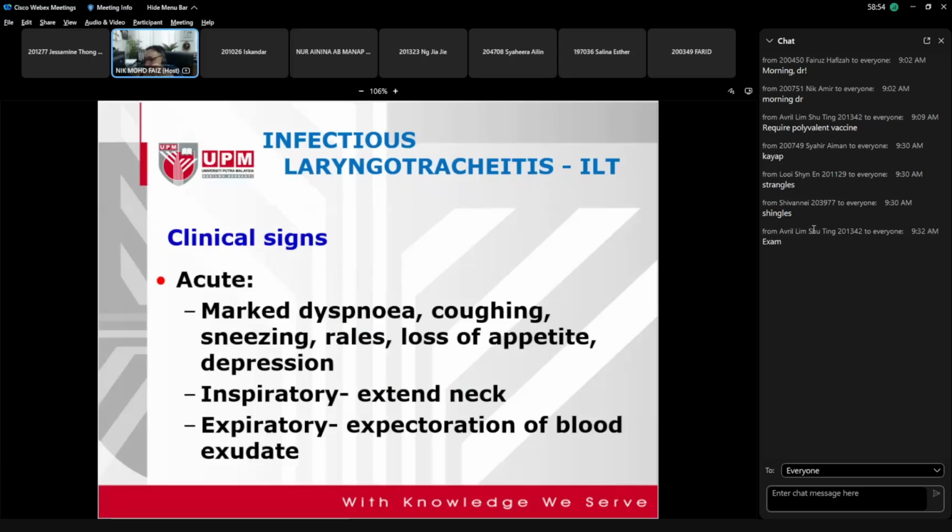The clinical signs can be divided into acute and chronic. In acute, they show marked dyspnea, coughing, sneezing, rales, loss of appetite, and depression. What do you expect to see? Because laryngotracheitis is literally blocking the trachea with blood and caseous material. So waktu diorang nak bernafas tu, imagine if something is blocked. During inspiration, the chicken will extend the neck to inhale, and during expiration, they will cough hard to exhale the blood and the caseous material.